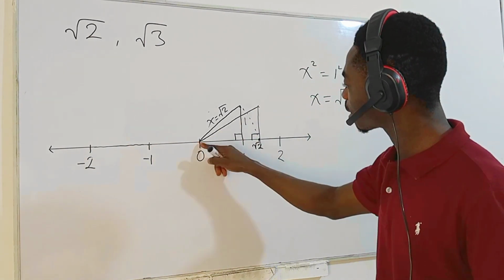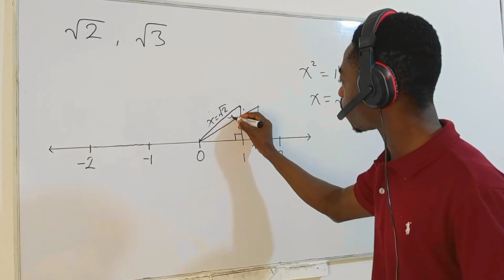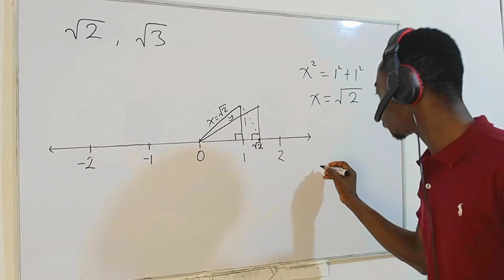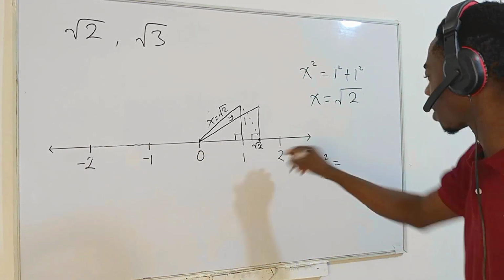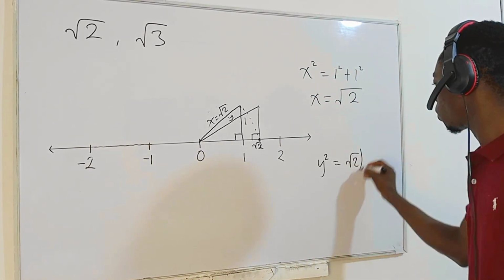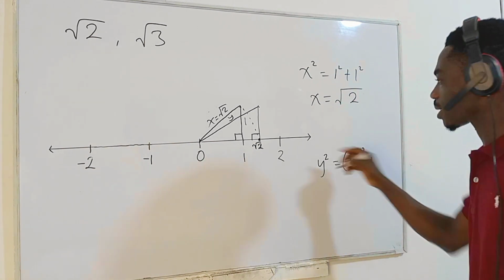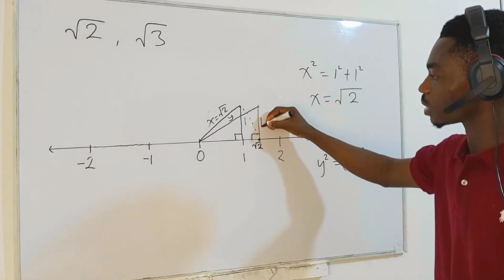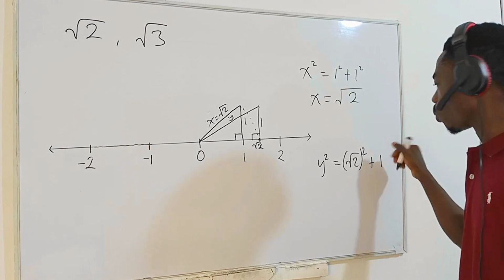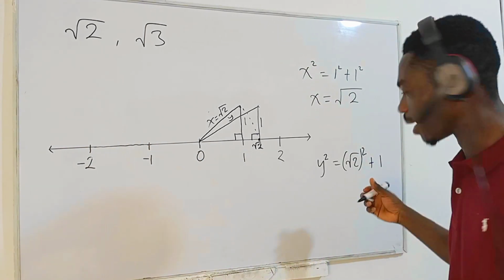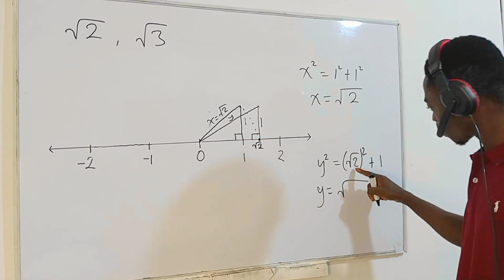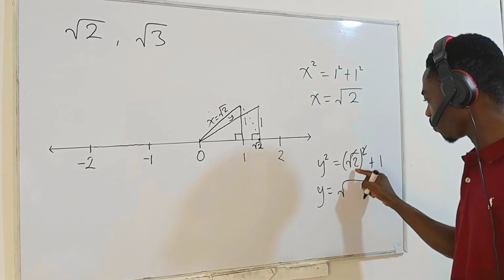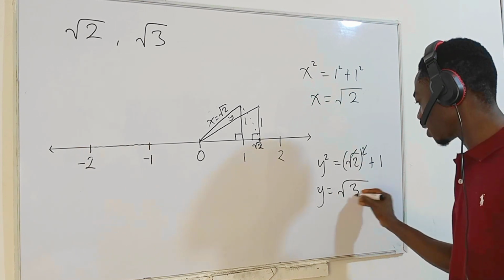Now let's call the distance from here to here maybe y, so that we are going to have y squared is equal to, from here to here is square root of 2 squared, then plus from this distance to this distance, which is 1. So we are also going to have 1 squared, which is still 1. So we have y is equal to square root of this whole thing. We'll cancel out that. We have 2 plus 1, which is 3.